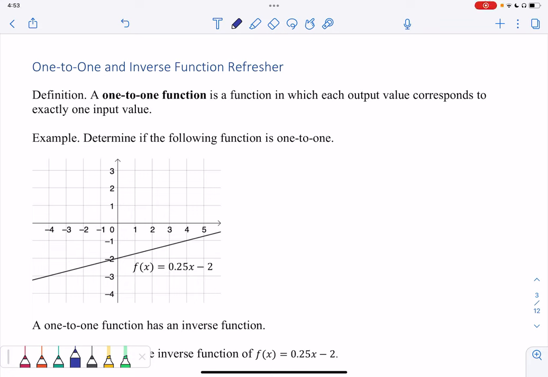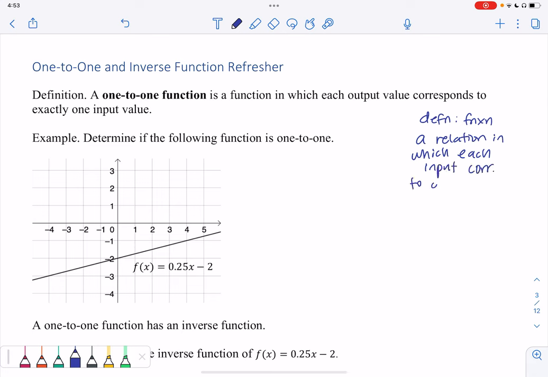Let's take a look at a one-to-one inverse function refresher. A one-to-one function is a function in which each output value corresponds to exactly one input value. So remember that the definition just for a function, we would say, is a relation in which each input corresponds to one output value.